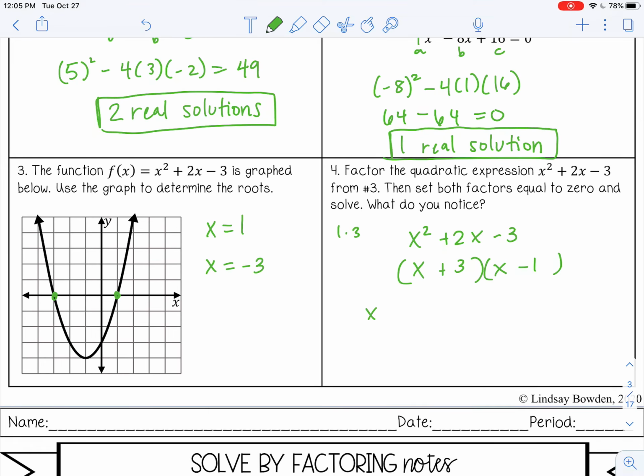All right, so now that we have it factored, let's set these equal to 0 and solve. So minus 3, x equals negative 3. Plus 1, x equals 1. And look, when we factored and solved, we got the same roots as we did from the graph. So the factors will give you the roots or the solutions or the x-intercepts of your graph. All right, you can go ahead and stop the video now, and in the next lesson, we'll go more into solving by factoring.